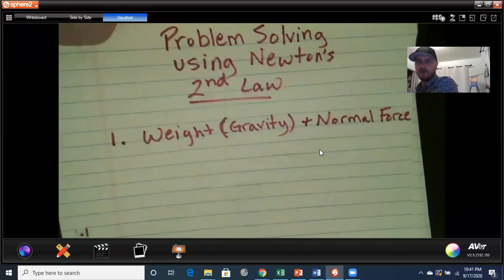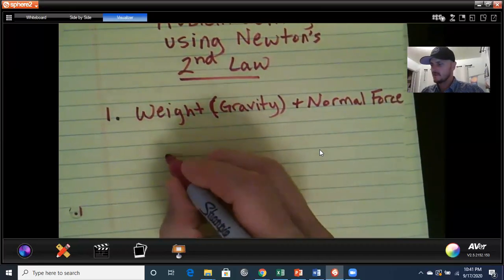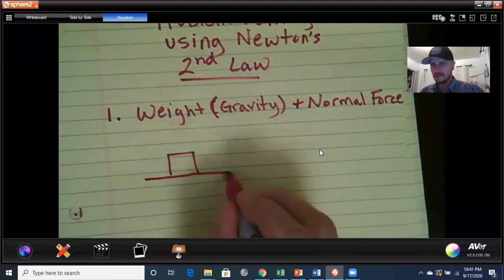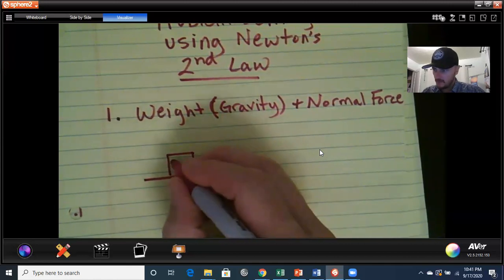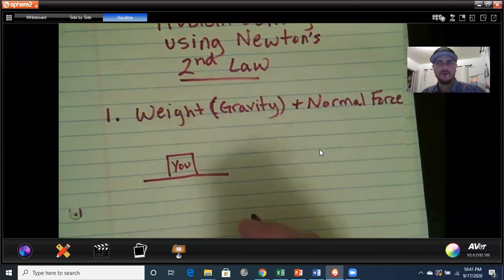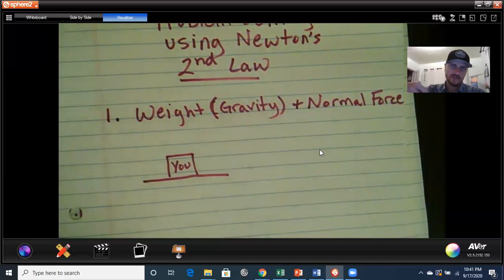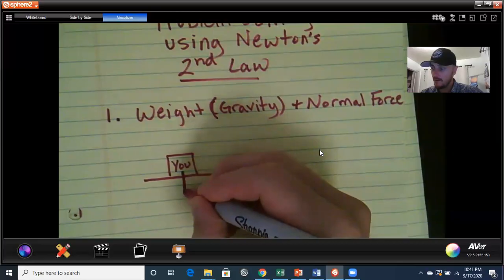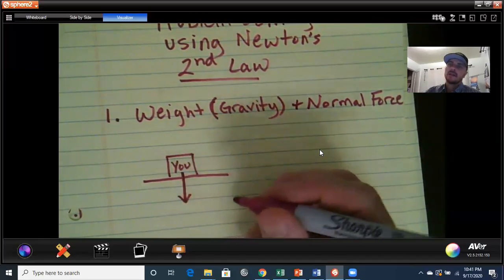So let's start with a very simple problem, and this one will not be using Newton's second law, but the ones thereafter will be. Let's just draw a box. One of the simplest things we can draw is a box on the ground. Now be the box for a second. I want you to pretend like this is you. What do you feel? Well, you feel attracted to the earth because you're obviously on the ground. So you must feel pulled down to the ground, and we're going to draw an arrow down from you, the box.